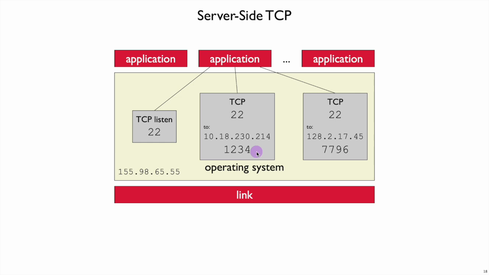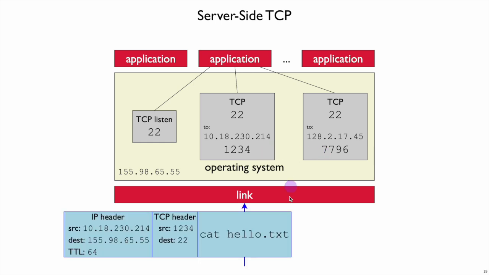Since every TCP port on the client side represents a single connection to a single server, and since each of those sockets will have different port numbers, that's enough to keep the messages separate for these two different TCP connections. For example, if cat hello is coming in and is coming from source port 1234, then we know it's related to this socket and we can deliver it to the application through that socket and not through this other socket.